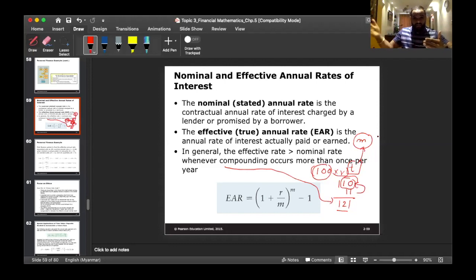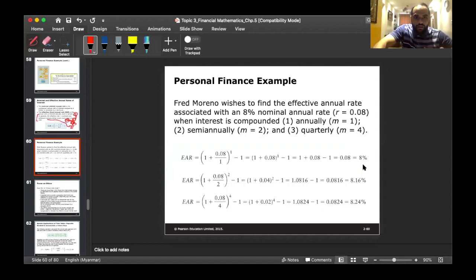So your investment is going to be increased by 12 times. As a result, your investment is frequently increasing. That's the meaning of EAR, right? Compound, that's the meaning of this sentence. Okay, so let's take a look at a question.